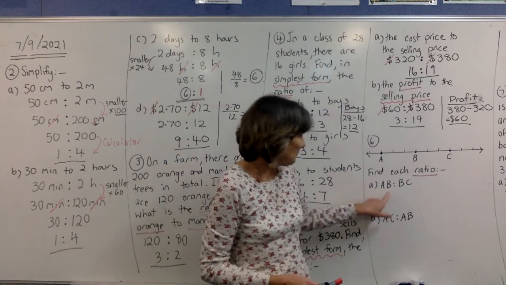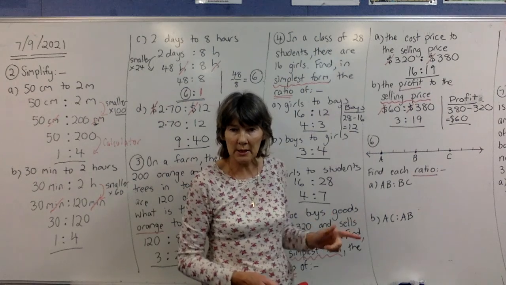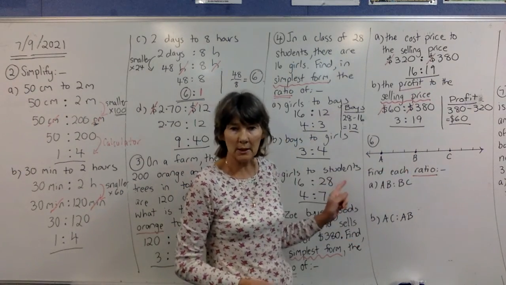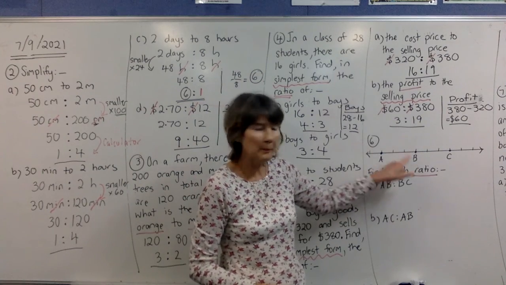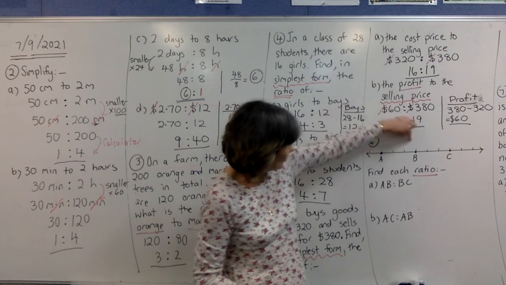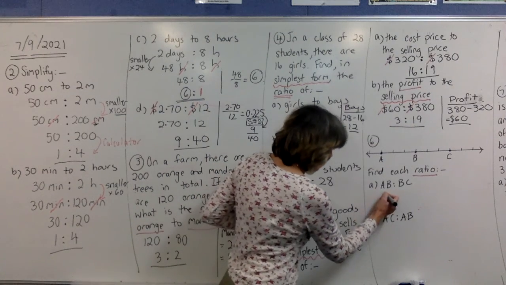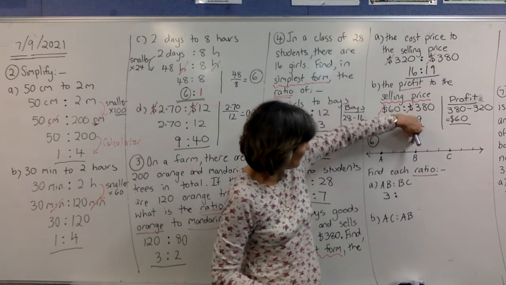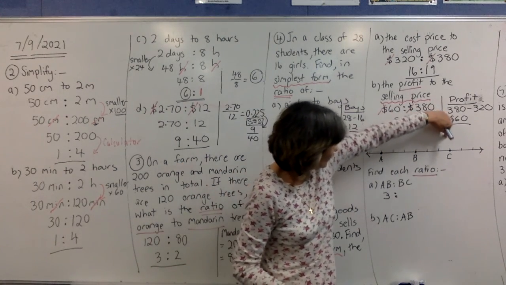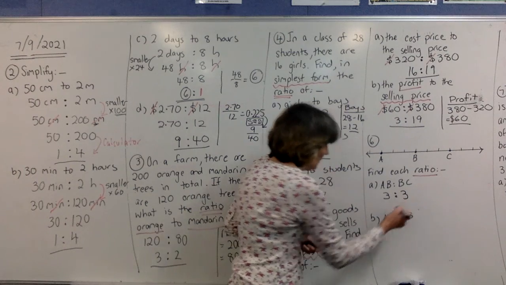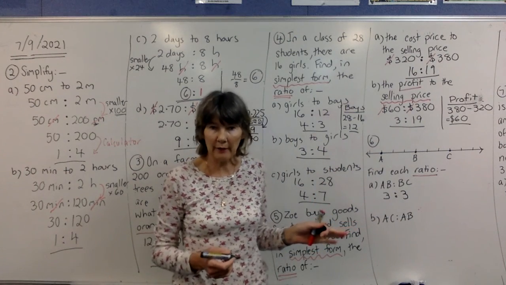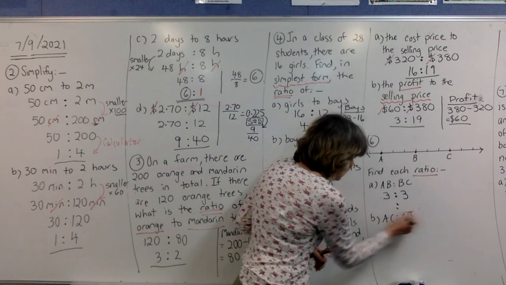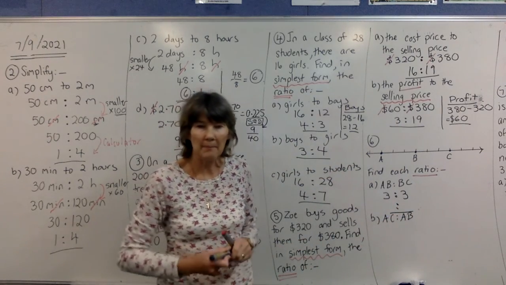All right, now AB, all that means is the distance from A to B. So here's A and here's B. What's the distance from here to here? How many jumps do we go? 1, 2, 3. So that is a distance of 3. Now let's look at BC. It's the distance from B to C. 1, 2, 3. Now you can put that in your calculator fraction key and press equals and see if you can get me a simplified ratio. Have a go.